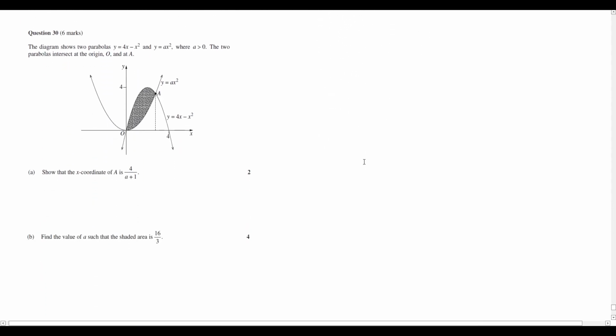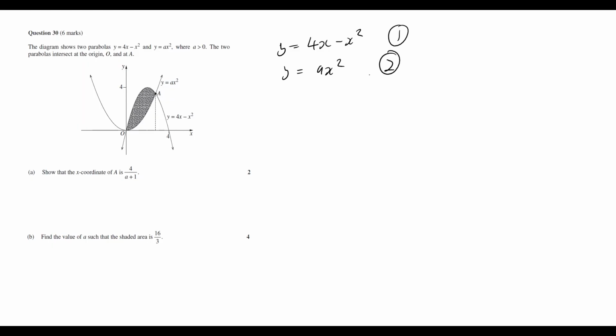So the diagram shows two parabolas, y equals 4x minus x squared and y equals ax squared, where a is greater than 0. Now these two parabolas intersect at the origin and at point A. So we need to show that the x-coordinate of capital A is 4 over a plus 1. So essentially all we're doing is solving simultaneous equations here. So we can say that y equals 4x minus x squared, and that will be equation 1. And then equation 2, we have y equals ax squared.